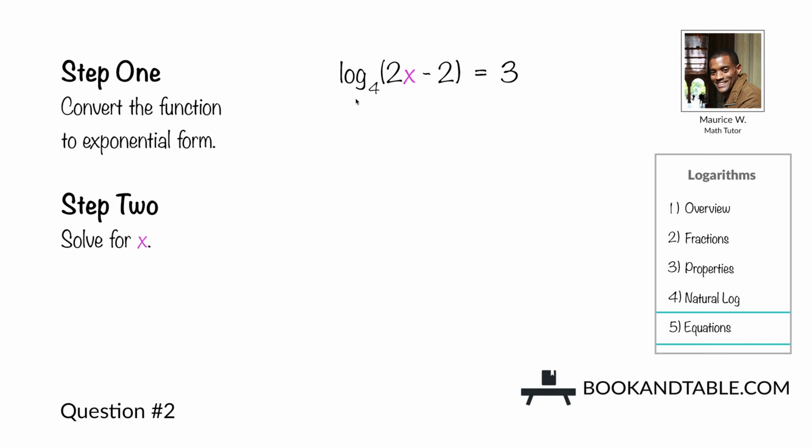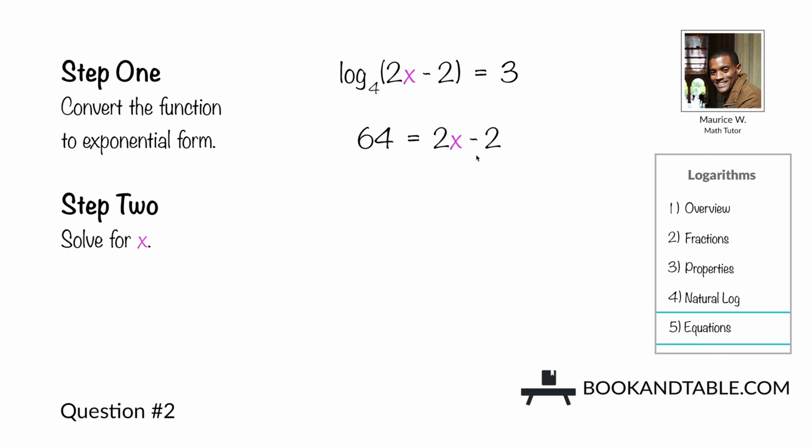We have the log base 4 of 2x minus 2 is equal to 3. Step 1, convert the function to exponential form. So we take our base 4, raise it to a power of 3, and set that equal to the argument 2x minus 2. And now we can solve for x. 4 to a power of 3 is equal to 64.